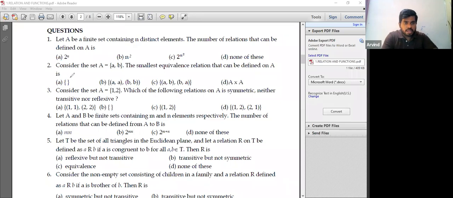Okay, clearly, this null set, can it be reflexive? No. What does reflexive mean? For all elements, that is (a,a) should be there and (b,b) should be there. Only then it is called reflexive. If it has to become an equivalence relation, reflexive, symmetric and transitive, all three should be there. In the null set, neither (a,a) nor (b,b) is there. So forget this. This is wrong.